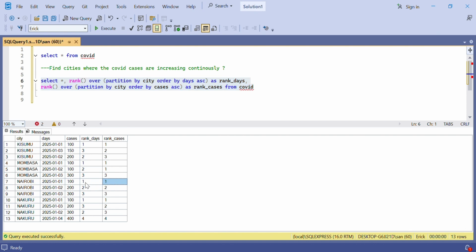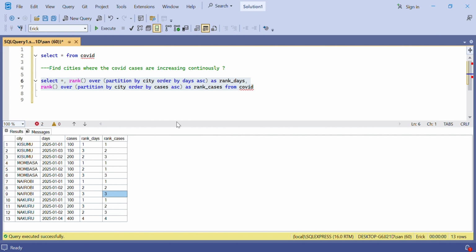If you look at Nairobi, you can see that as the rank for days increases, the rank for cases also increases: 1, 1, 2, 2, 3, 3. If you do the difference between the rank for days and the rank for cases, we will get 0. In Nairobi, 1 minus 1 is 0, 2 minus 2 is 0, and 3 minus 3 is 0.